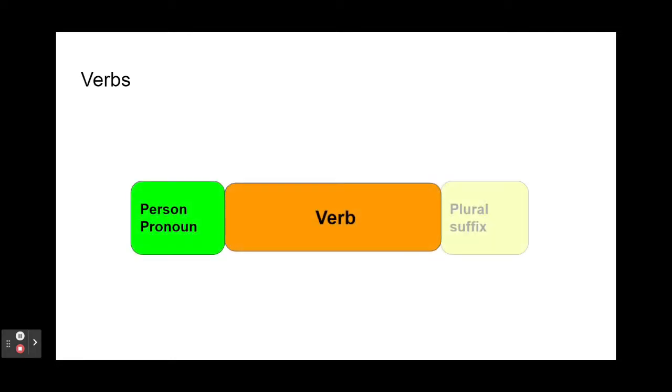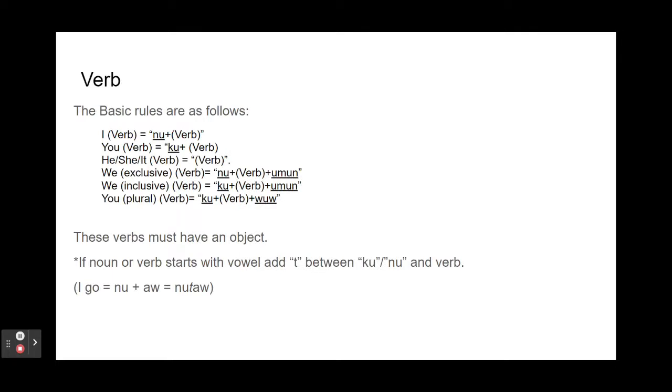Verbs are a bit complicated. Let's go simply. You have the base verb plus the personal pronoun prefix and any pluralization suffix if needed. So here is a table describing what prefixes and suffixes you must add to the verb. Now, if the verb or even a noun starts with a vowel, add a T to make things easier to pronounce. So nu au, I go, is actually nu tau.